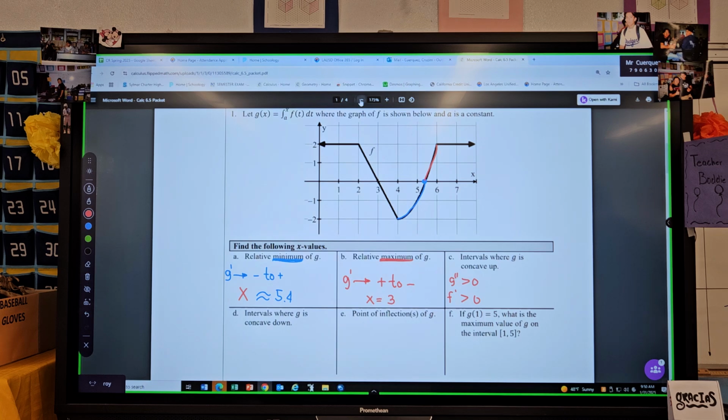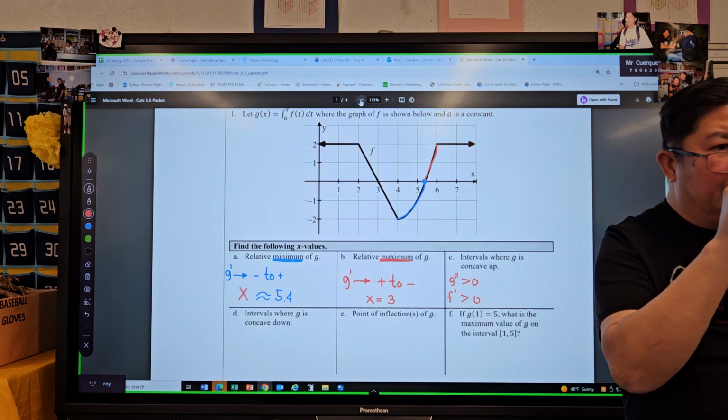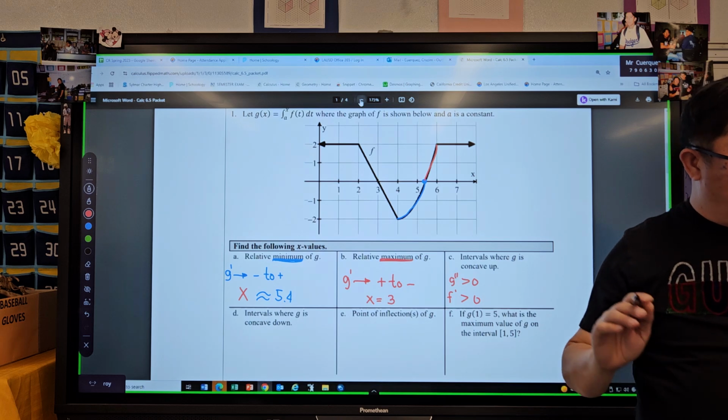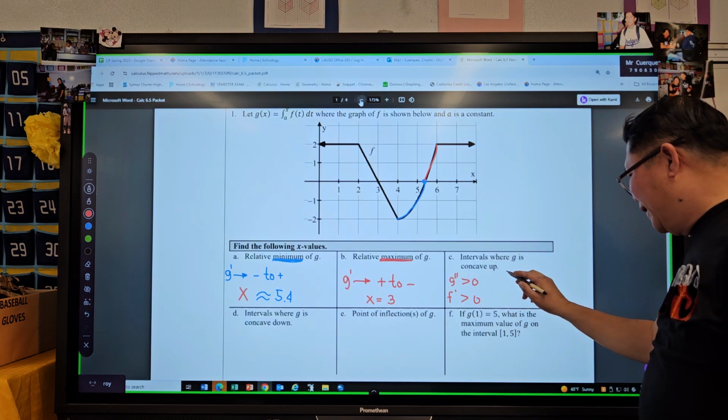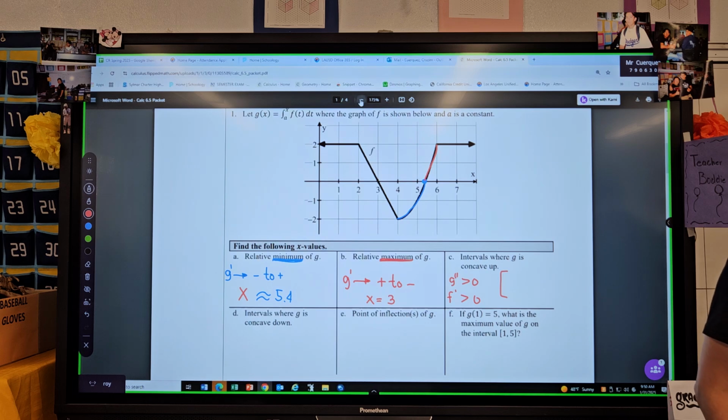Concavity up. Up like a cup. What is concavity up? Up like a cup, greater than 0. Goes up. So what interval is the concavity going up? 4 to 6.